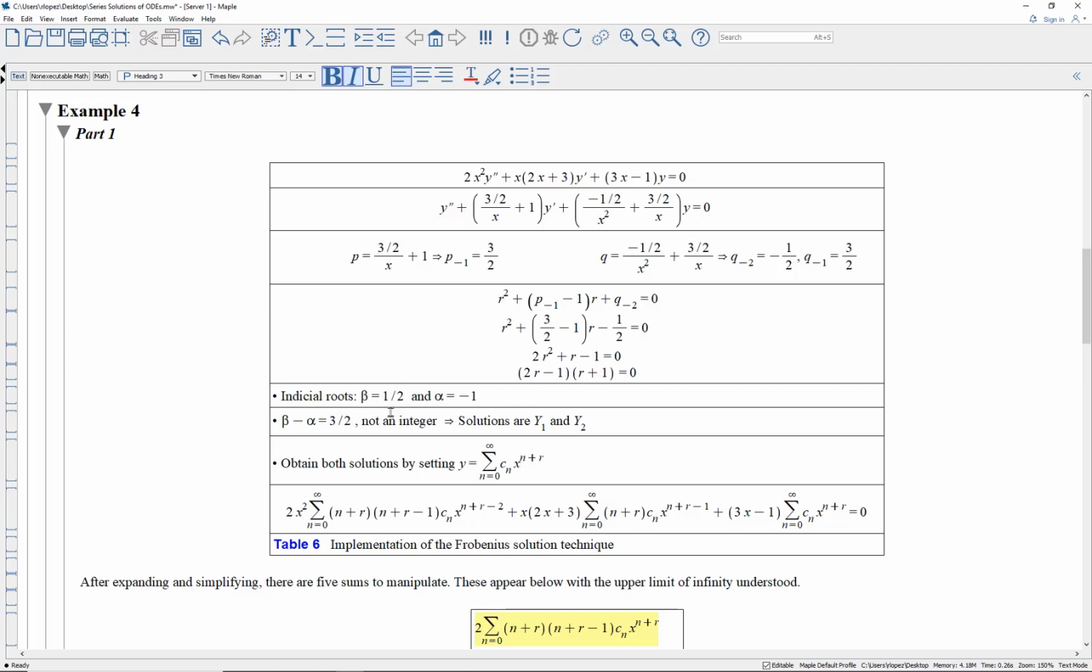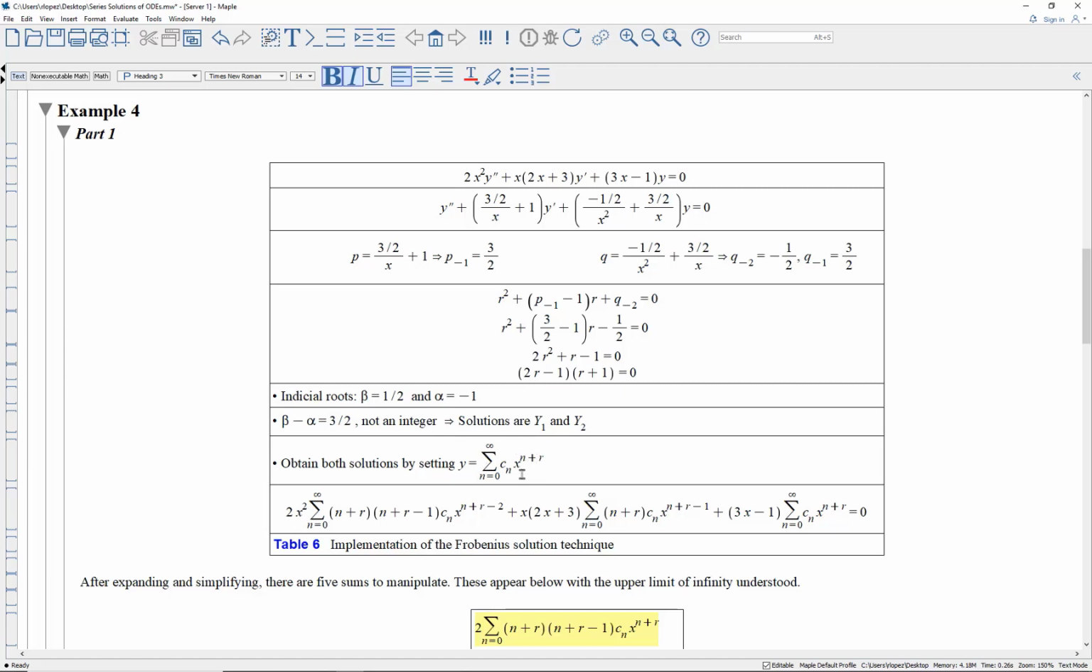So we write the indicial equation, and we see there are two roots. They're distinct. One is a half, one is minus 1. They do not differ by an integer. Therefore, the solutions are of the form y1 and y2. We're going to get two of these generalized power series. We can deal with them at the same time by writing one solution, a test template, in the form of x to the n plus r, where r will be either alpha or beta.